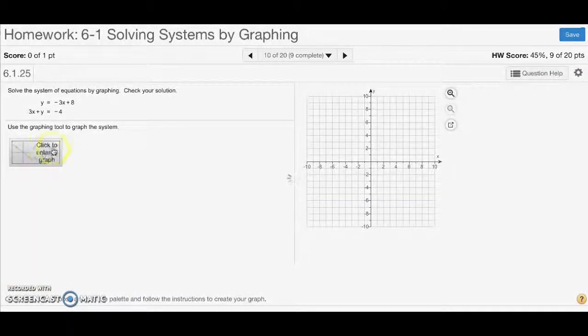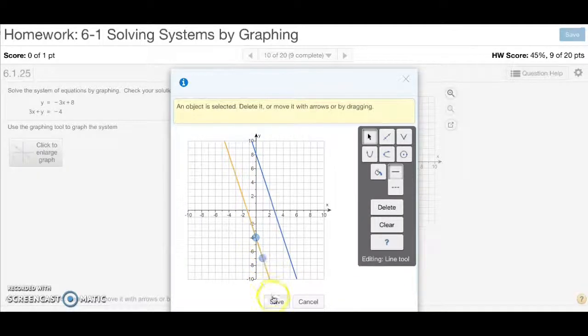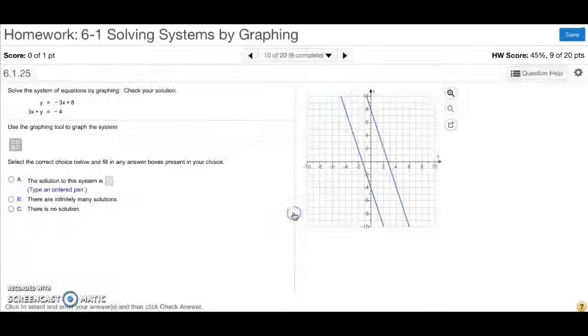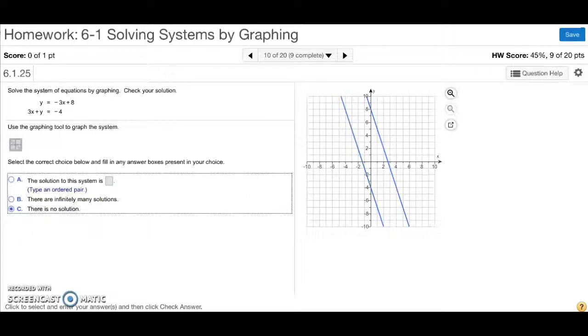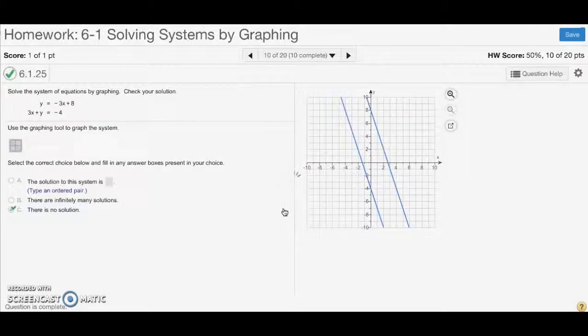My y-intercept of the first line is 8, and the slope is negative 3, so go down 1, 2, 3, to the right 1. The second one, we have y equals negative 3x minus 4. So our y-intercept is negative 4, and my slope is negative 3. So go down 1, 2, 3, to the right 1. We see that these are parallel lines, so that should tell you that there is no solution, because two parallel lines as a system have no intersection point.